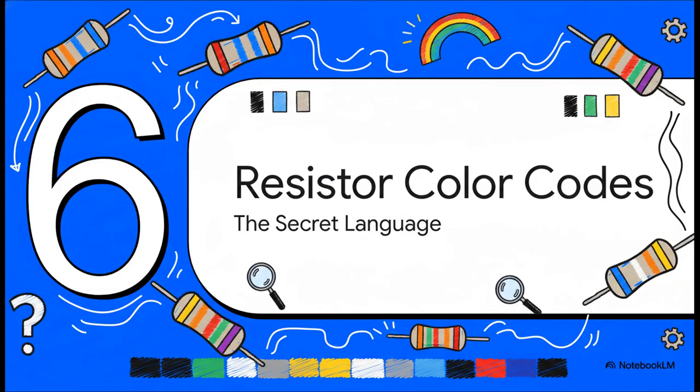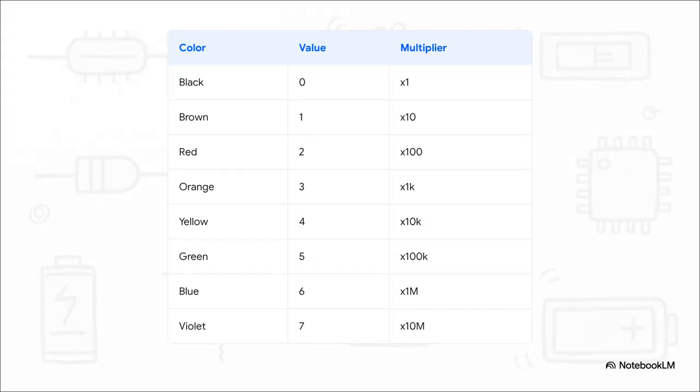All right, let's wrap this up with something super practical. How in the world do you know the value of one of those little resistors just by looking at it? Well, you don't need a fancy meter, you just need to learn how to read the secret language of those colored bands. So, here's the decoder ring.